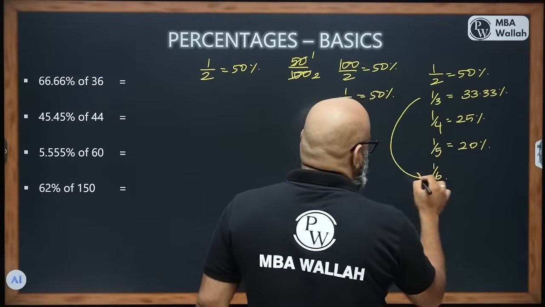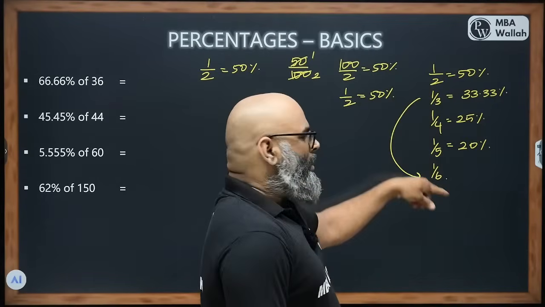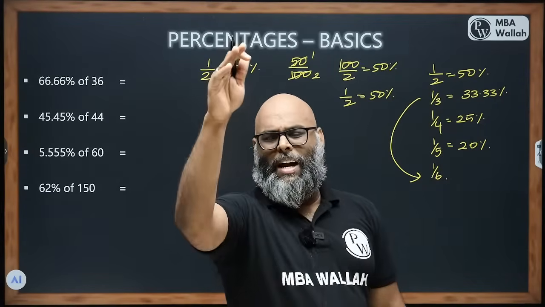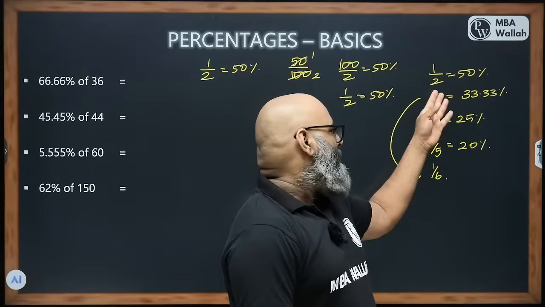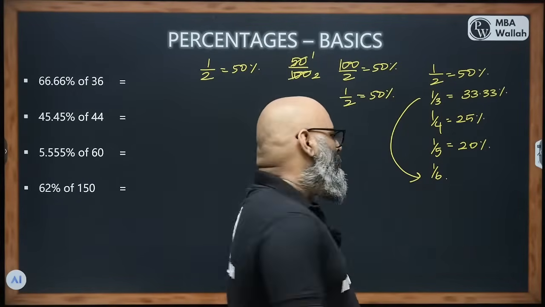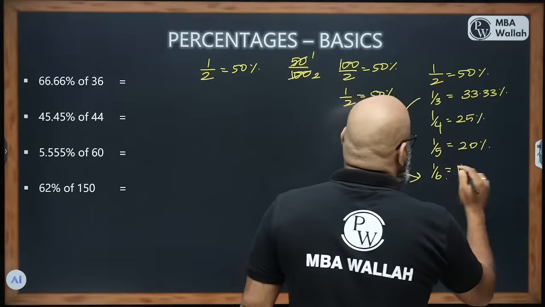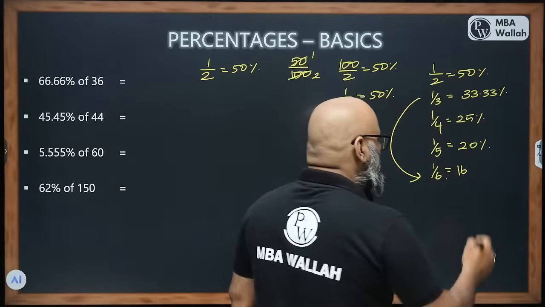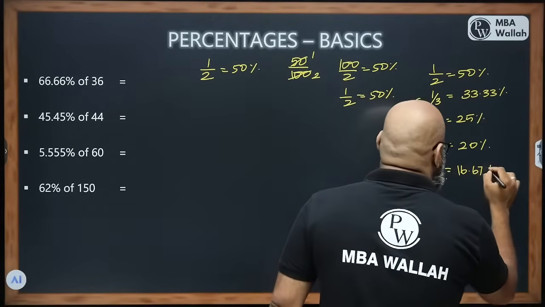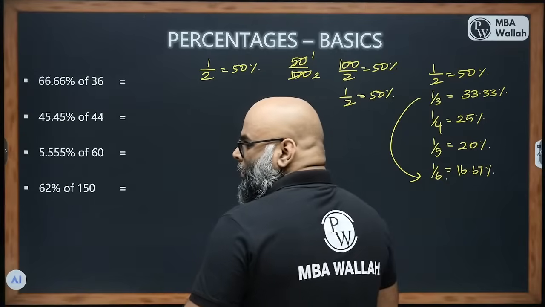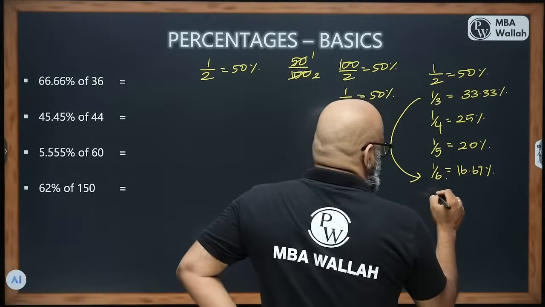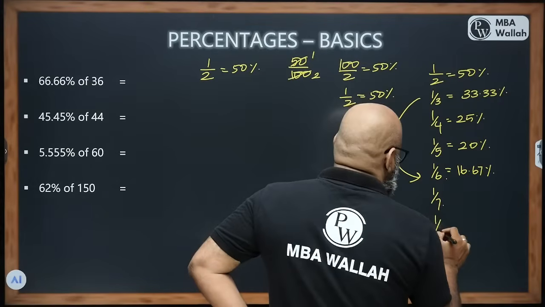It's nothing but half of 1/3 is 1/6, right? You can either divide 100 by 6 or take half of 1/3, which will give me 16.66666, or I can write it as 16.67%. 1 by 7, I'll tell you how to remember 1 by 7. 1 by 8.